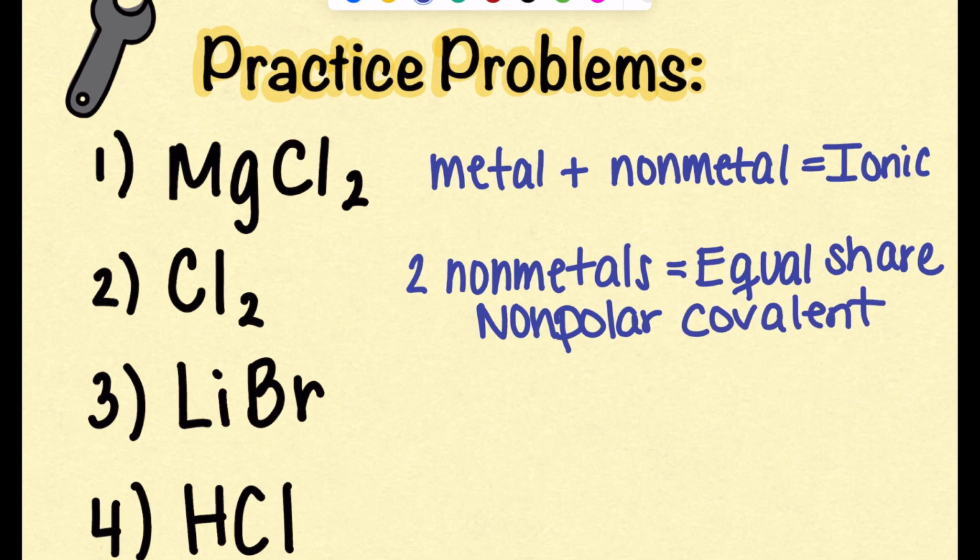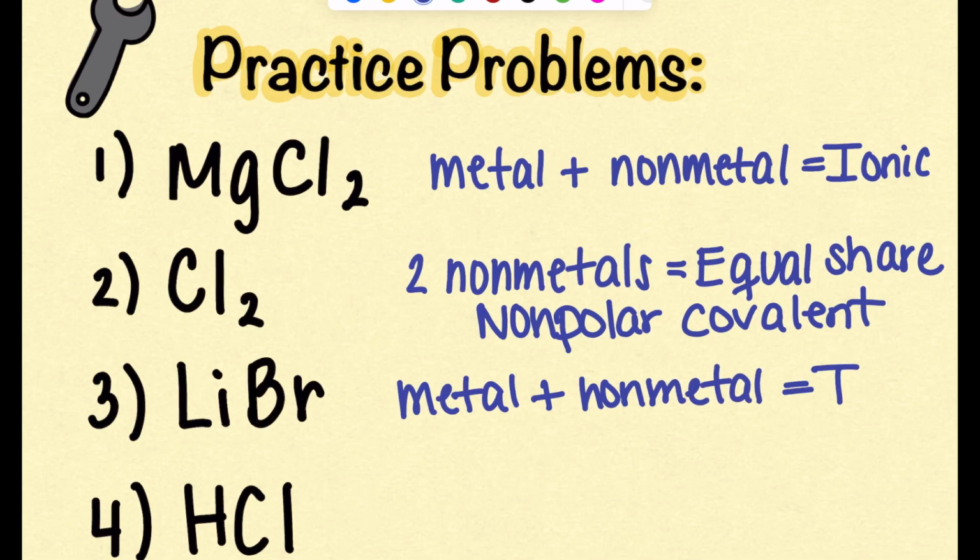Now, what about LiBr? Well, lithium is a metal and bromine is a nonmetal. So again, if you have a metal plus a nonmetal, you get an ionic bond.